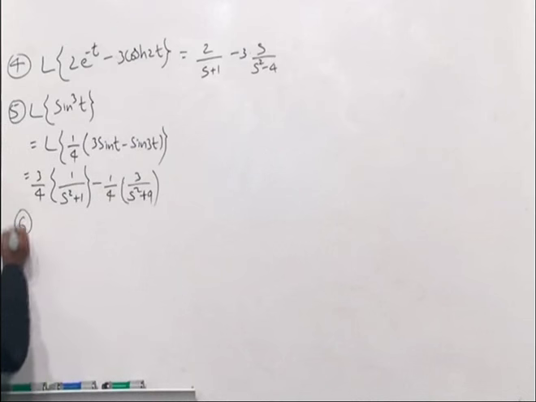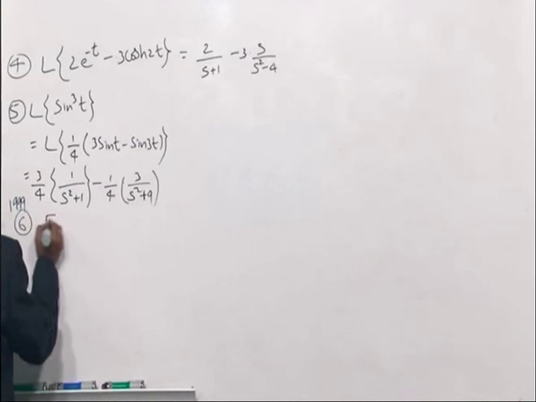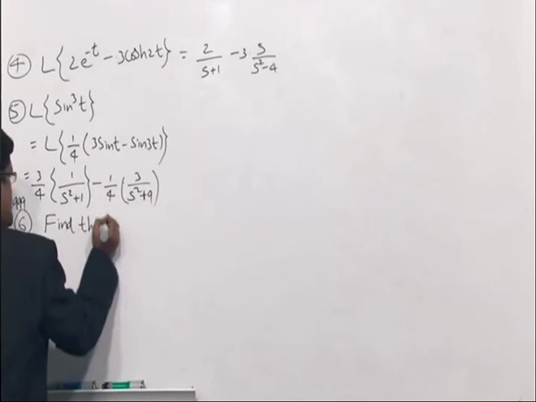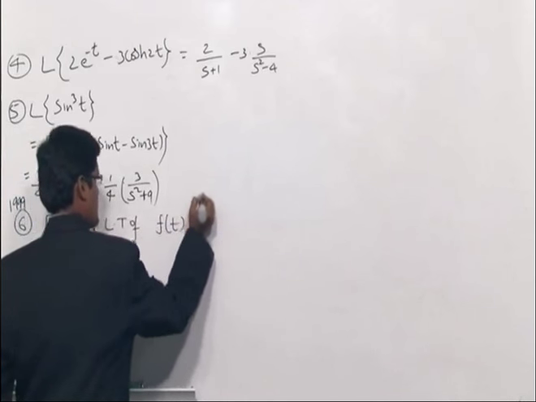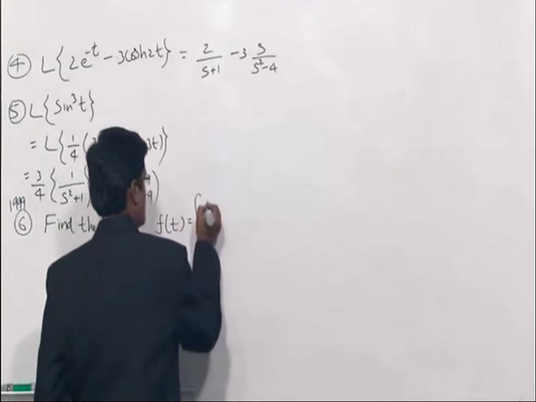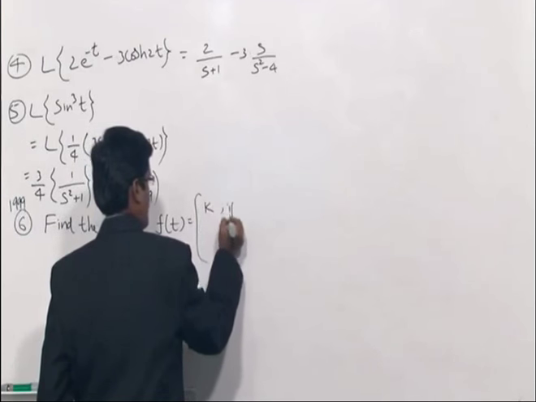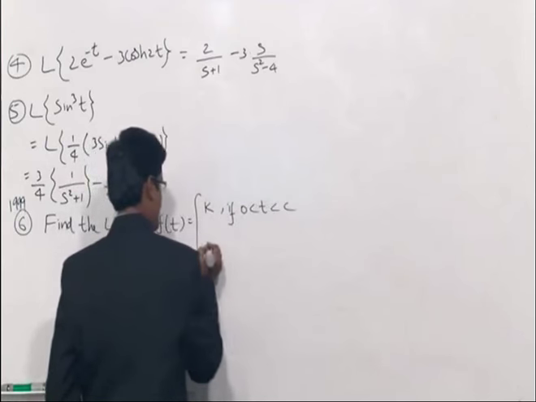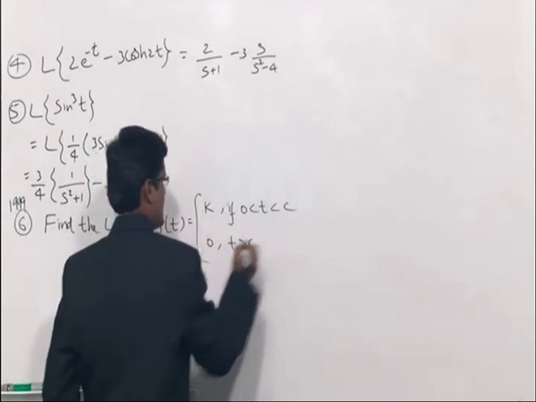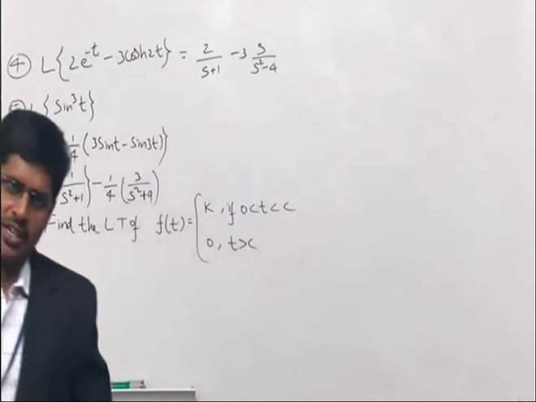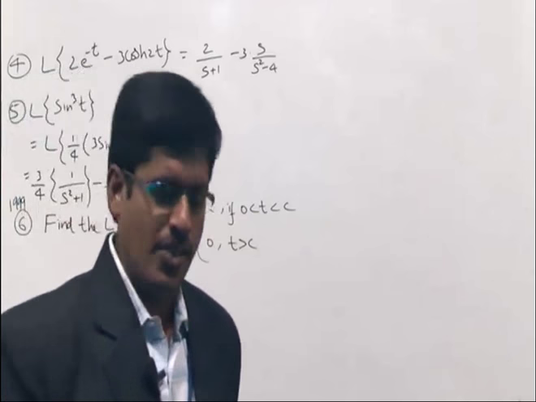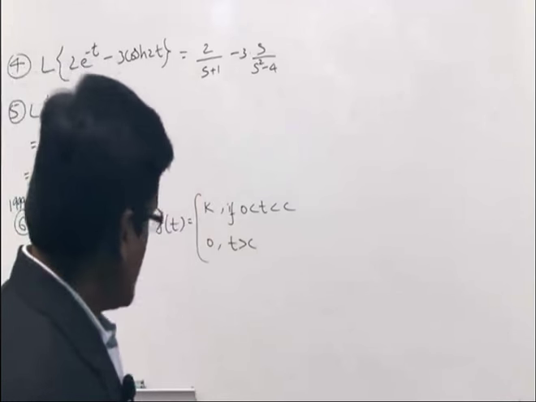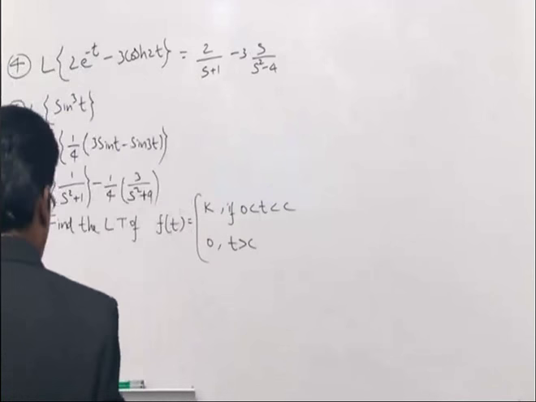Continuing the above problems, one more problem which was given in 1999. Find the Laplace transform of f of t is equal to k if 0 less than t less than c, and equal to 0 for t greater than c. So this is a function defined in two different subintervals, that is 0 to c and c to infinity. Anyhow, the Laplace is defined for 0 to infinity, the unilateral Laplace transform, and it is called a piecewise continuous function also.